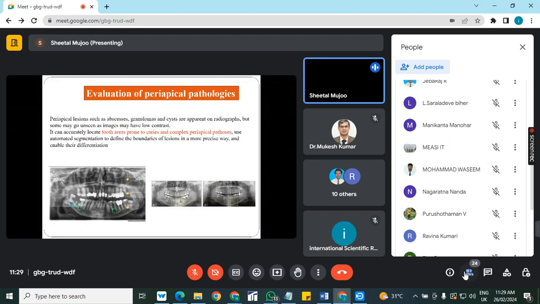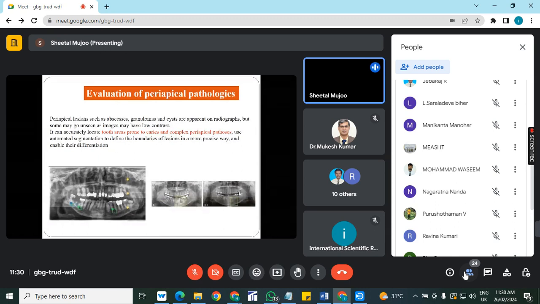Okay. Now comes your periapical pathologies. Periapical lesions such as abscesses, granulomas, and cysts are apparent on radiograph, definitely. But some may go unseen as the image may have low contrast. The same problem is with bone loss also, because you may not see the early changes, and the contrast of the image, it depends. So if you have these abscesses, cysts, granulomas, because of low contrast in an image, they may go unnoticed.